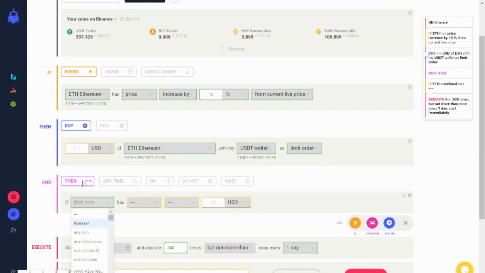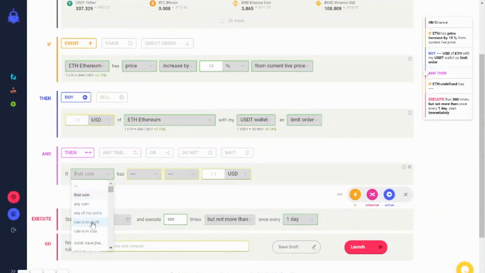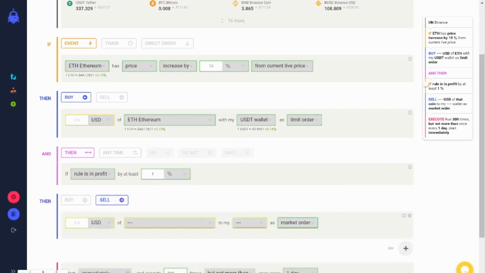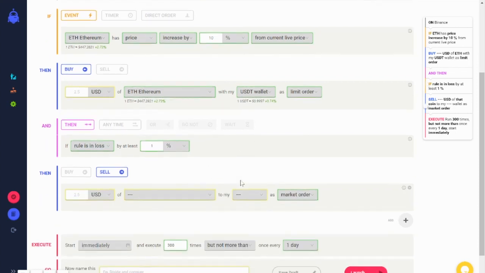If you have the then operator selected, you can select if rule is in profit by at least 1%, sell the coin back. On the other hand, you can also use the if rule is in loss by at least 1% to then sell and exit your trade.